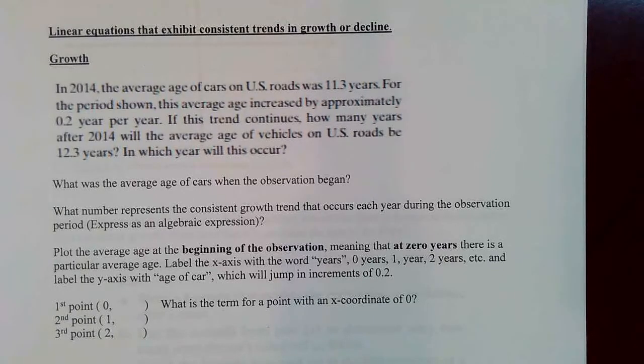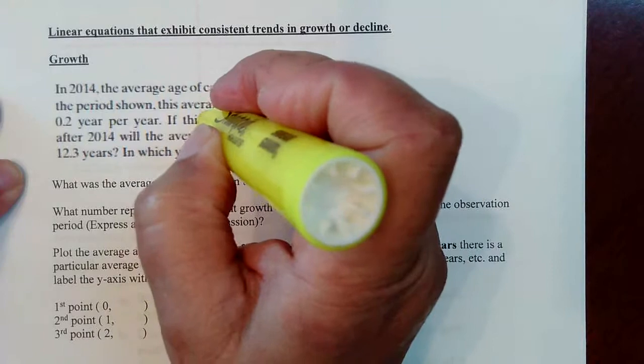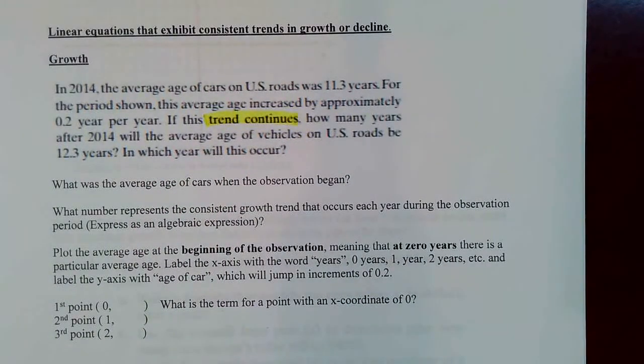If this trend continues, how many years after the year 2014, that's the year in which the observation period began, how many years after 2014 will the average age of vehicles on the U.S. roads be 12.3 years old? So the catch to this problem is knowing how to represent the linear equation, which again is suggested by the fact that there is a trend in growth. The trend means that consistently every year it is growing by the same amount, if the problem happens to be about growth, which this problem does.